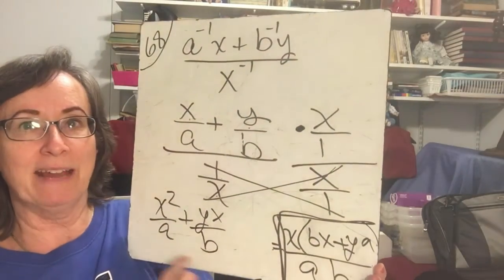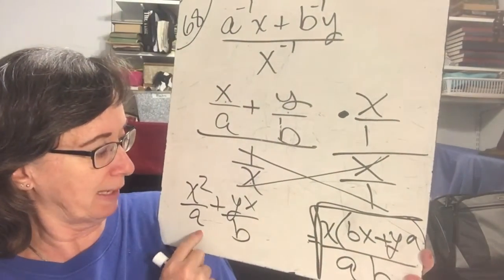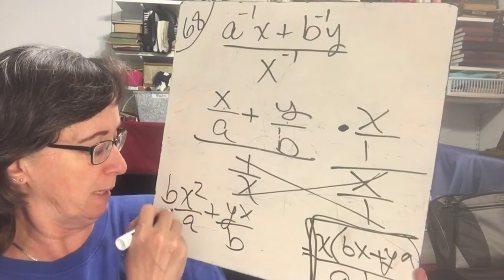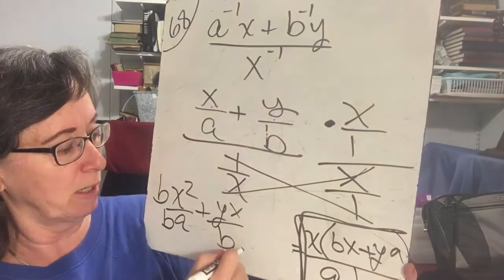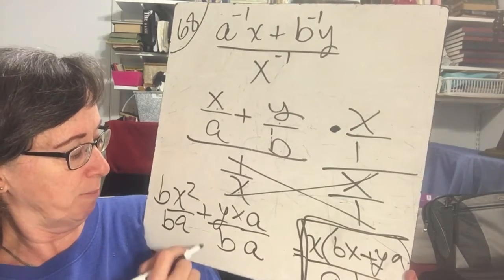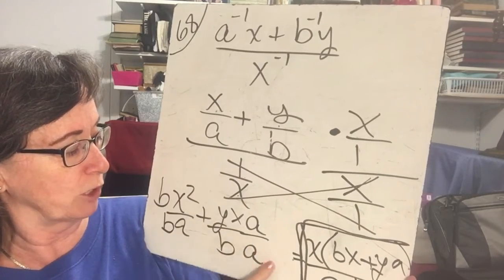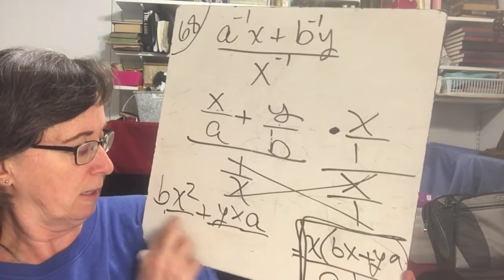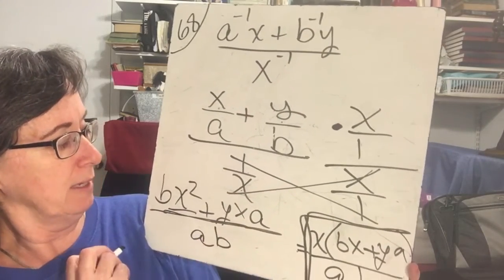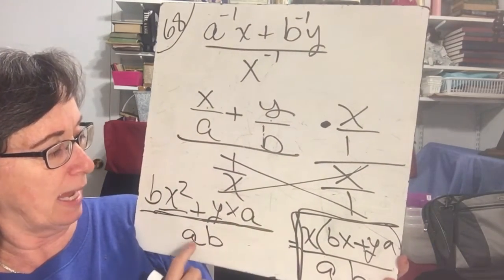But I don't have these put together. So what if I say, well, I got an a here and a b here. What if I multiply this one over here by b over b, and I multiply this one over here by a over a, and then, because I have a BA and a BA, can't I take all of this and put it over just one denominator, BA or AB? Okay, so now bx squared plus yxa over ab.